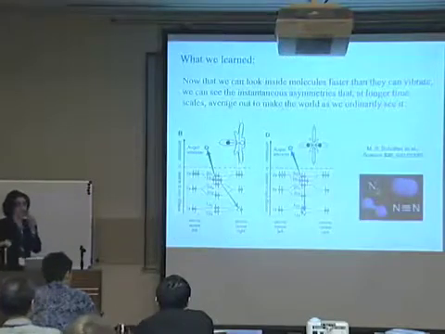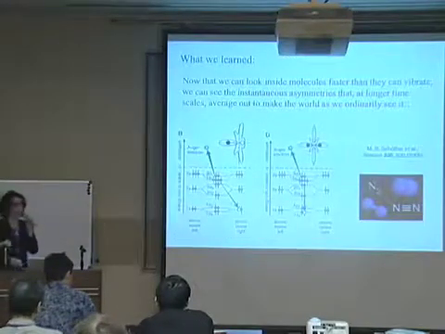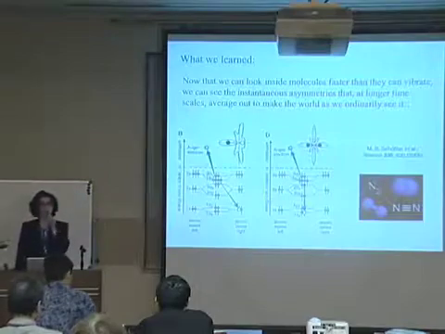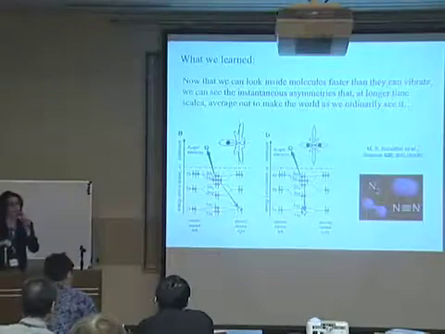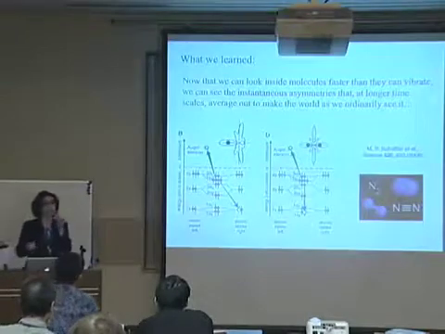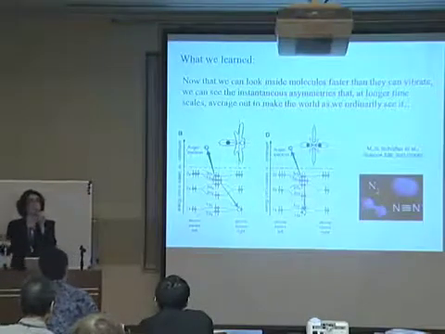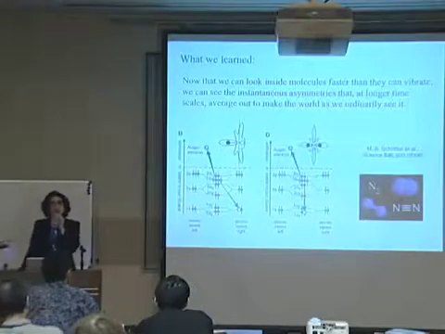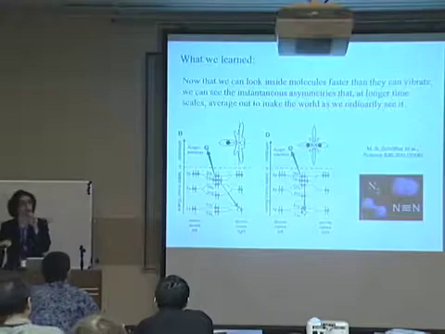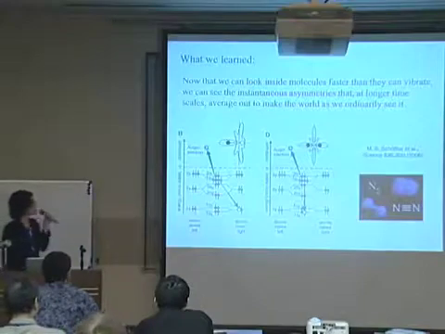So what have we learned? Well, now that we can look inside molecules faster than they can vibrate, we can see those instantaneous asymmetries that at a longer time scale average out to make the world a symmetric world, the world that we ordinarily see. And this example I picked, the carbon dioxide example, is not the only one. I mean, there are many examples nowadays in the literature.